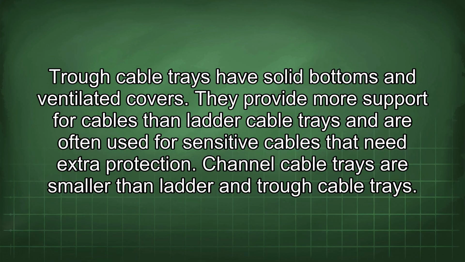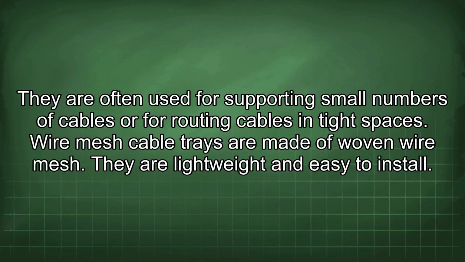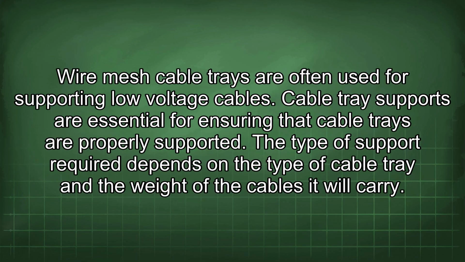protection. Channel cable trays are smaller than ladder and trough cable trays. They are often used for supporting small numbers of cables or for routing cables in tight spaces. Wire mesh cable trays are made of woven wire mesh. They are lightweight and easy to install. Wire mesh cable trays are often used for supporting low voltage cables.